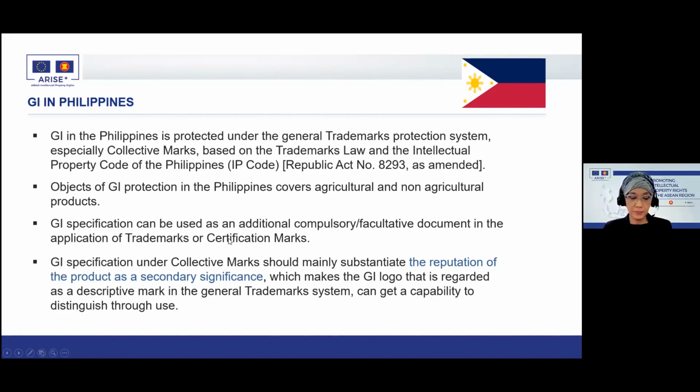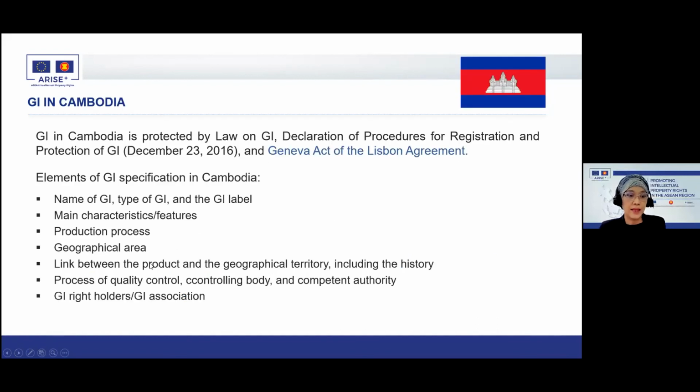where the general trademark prevails. In Cambodia, GI is protected by the law on GI and the declaration of procedures for registrations and protections of GI, and the Geneva Act of the Lisbon System. So Cambodia is one of us who have been a member of the Lisbon Agreement or Lisbon System.